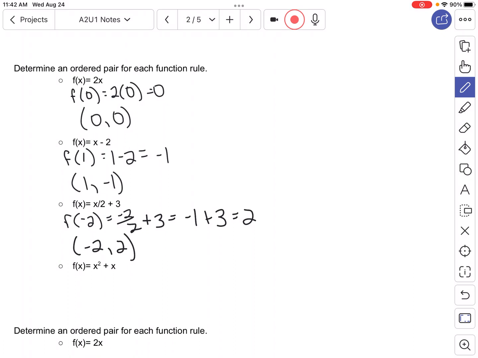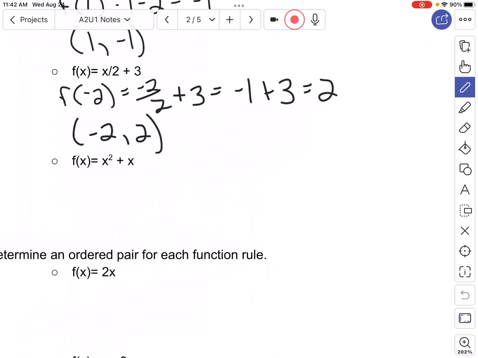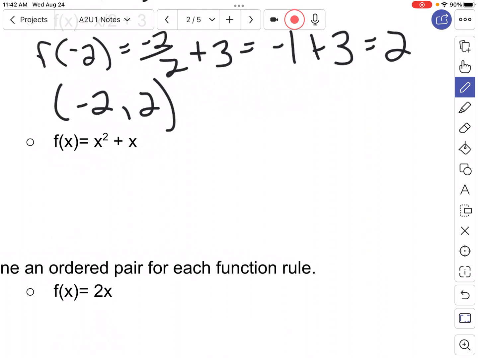Now, it's not always going to be as simple as switching the negative. These are just turning out that way. So let's give a more advanced example. You can do this with fractions as well. Let's say we want x to equal 1/4. So if we plug 1/4 into our function rule, 1/4 times 1/4 gives you 1/16.